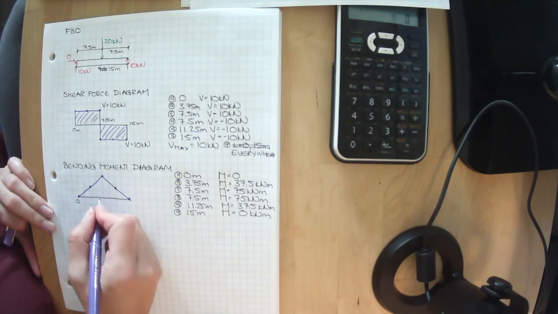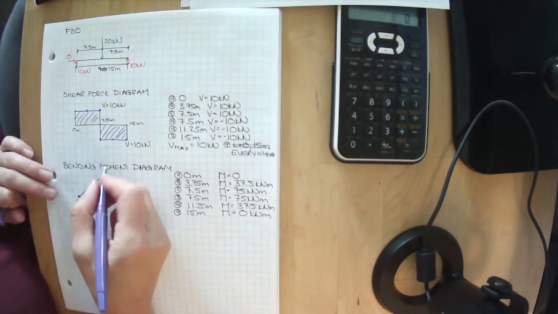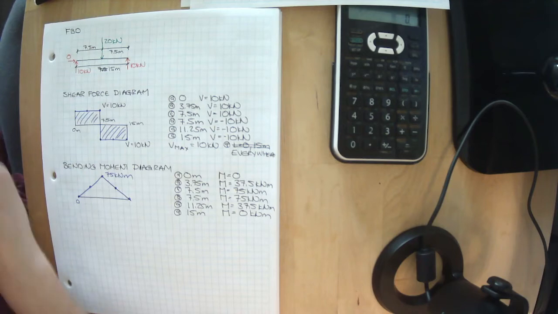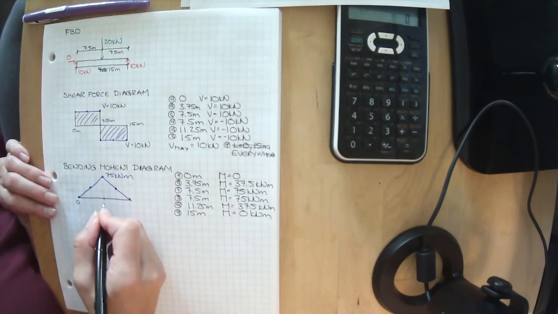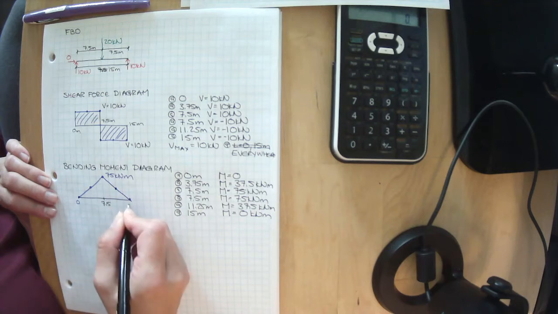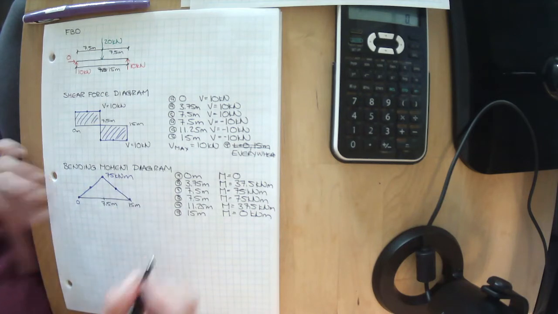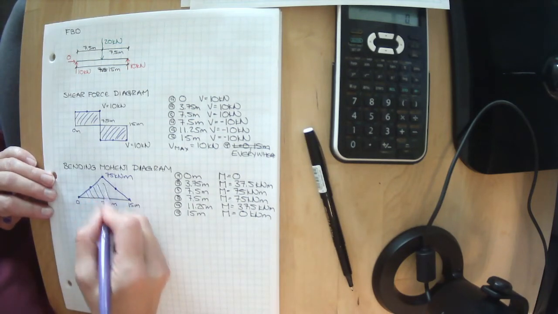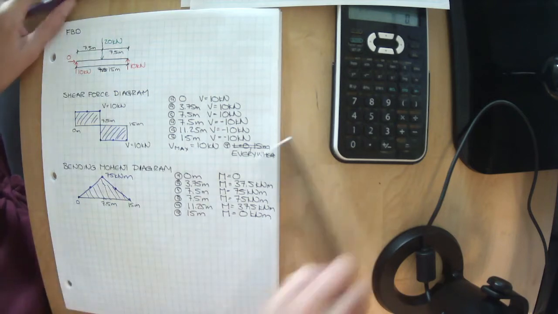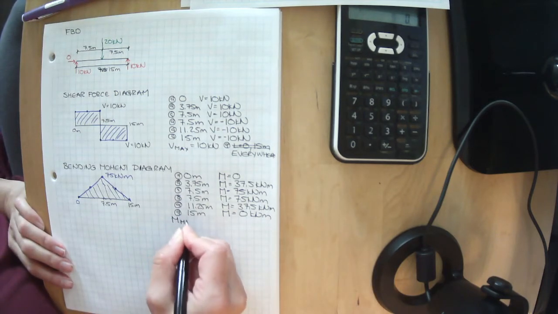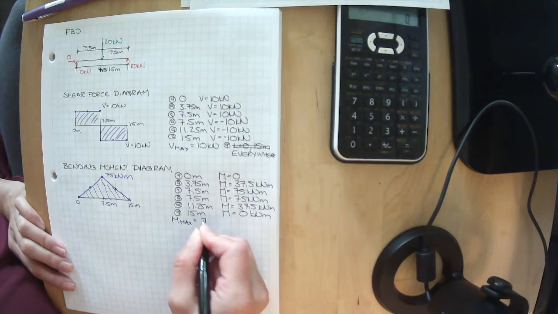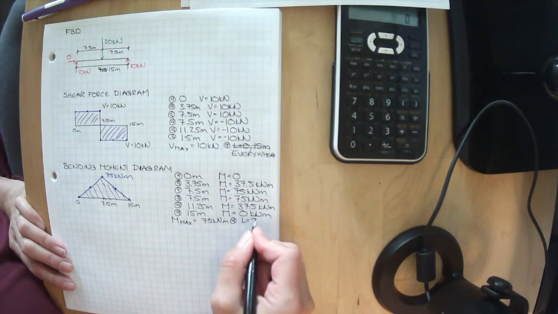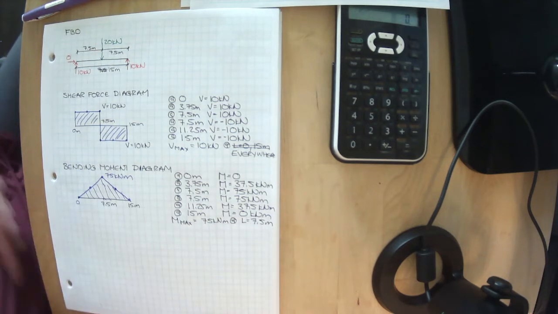So this is 0. This is 75 kilonewton meters. This point right here is 7.5, and this is 15 meters. So where is the maximum moment on this? That's right. M max equals 75 kilonewton meters at L equals 7.5 meters, which looks like the midpoint of the beam.